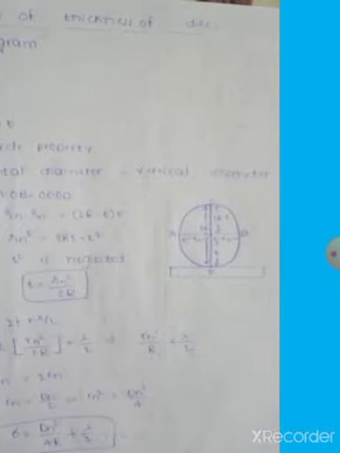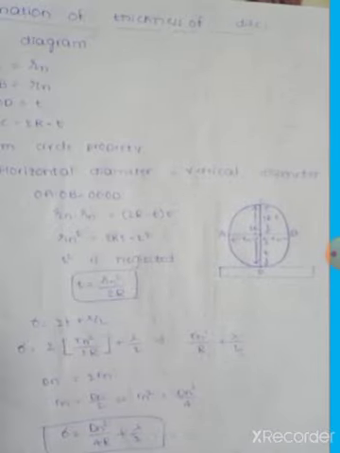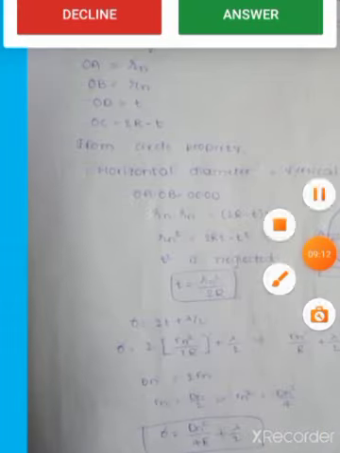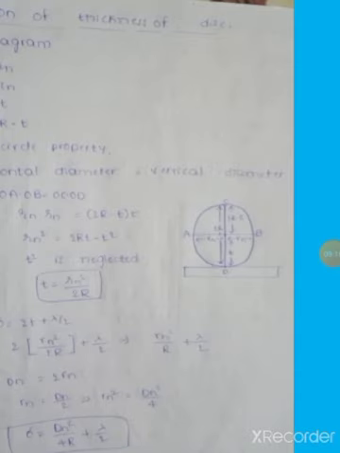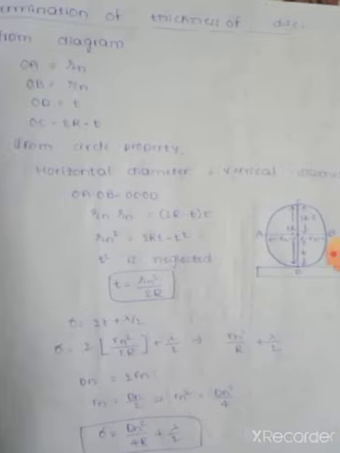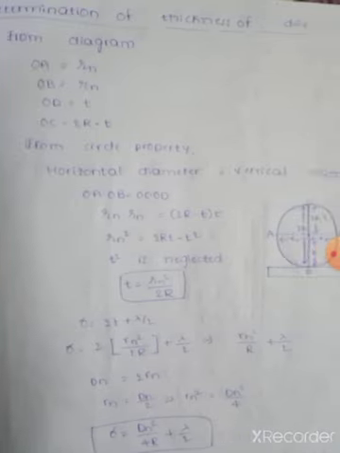Consider the nth ring from the Newton rings diagram. It will have radius Rn. From the diagram, we can see the horizontal diameter is AB and the vertical diameter is CD. We know that for the horizontal diameter we write OA into OB, and the vertical diameter will be rewritten as OC into OD. And now by value substitution, we will get Rn square equal to 2RT minus T square, where T square is neglected.